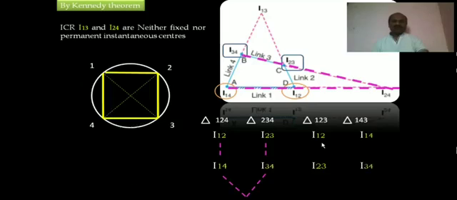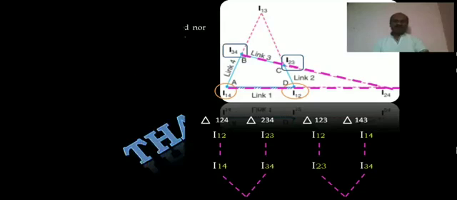Now if I extend the line connecting these 2 ICRs, I12 and I23, here you can see it is extended over here. Next, I14 and I34 is extended, and their intersection gives me one particular point. That point is nothing but I13. So this is the other ICR which is required. This is how you need to locate the ICRs which are neither fixed nor permanent type by using Kennedy's theorem. Thank you.